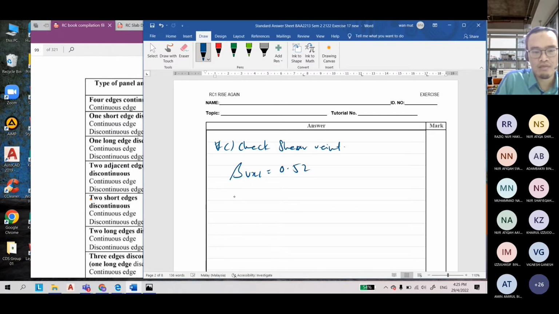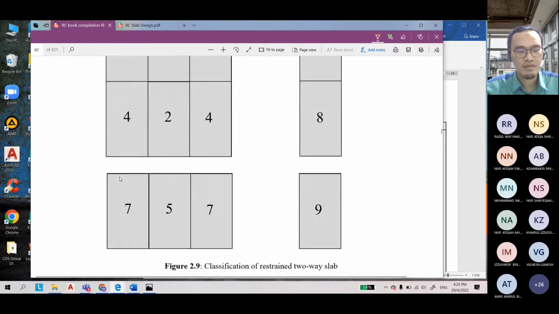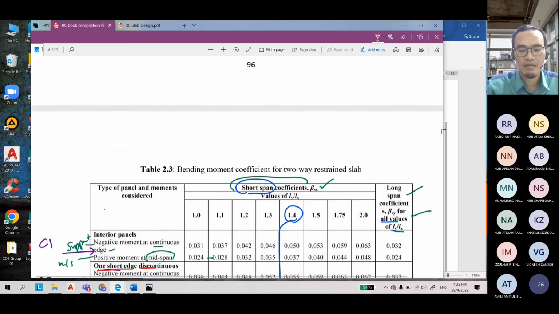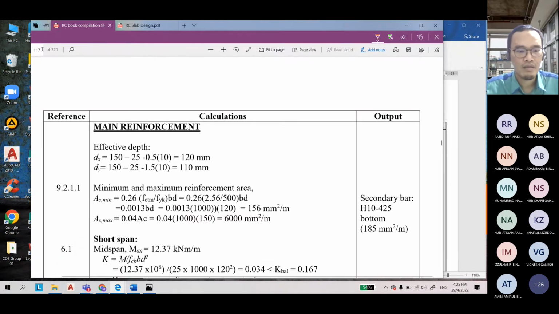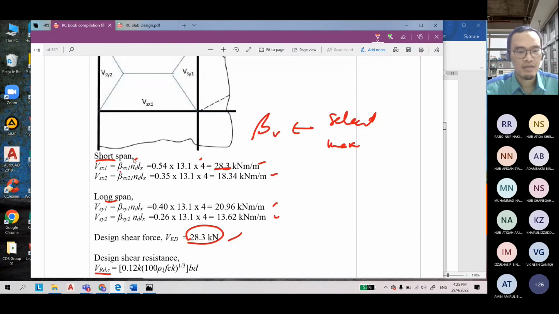0.52. So you can calculate by using this equation. Sorry, you can calculate this one. Okay, beta sama je equation dia. You use this equation, but the Lx is not the square one.